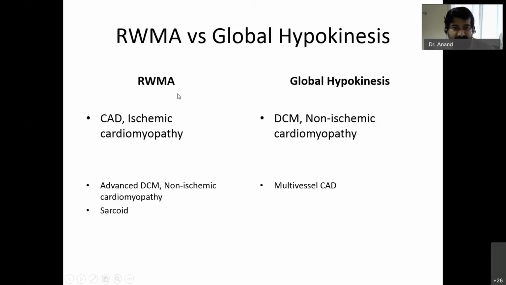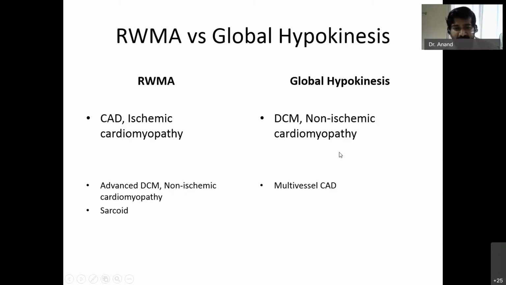On the other hand, if there is a regional wall motion abnormality, it is more suggestive of a localized hypocontractility because of an infarction or ischemia due to one particular territory. So these two kinds of patterns will give us a clue about the etiology of the LV dysfunction. A regional wall motion abnormality is most likely ischemic cardiomyopathy LV dysfunction.